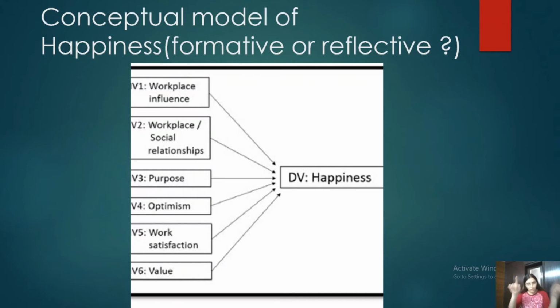Okay, all this is your conceptual model. All these arrows, if there are 6 arrows, you will have 6 hypotheses. We will come to hypotheses also in coming days.